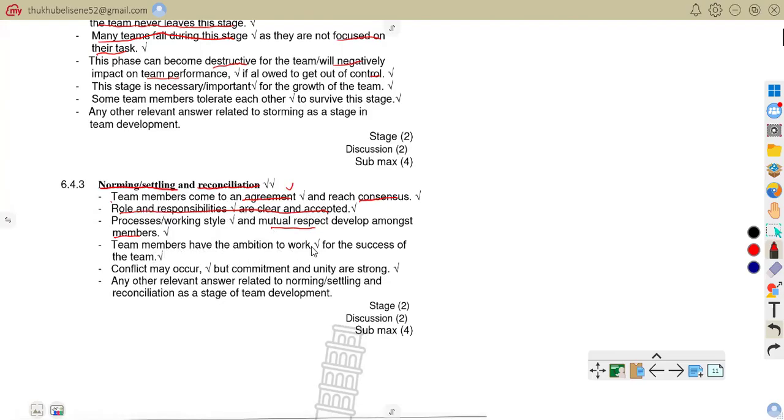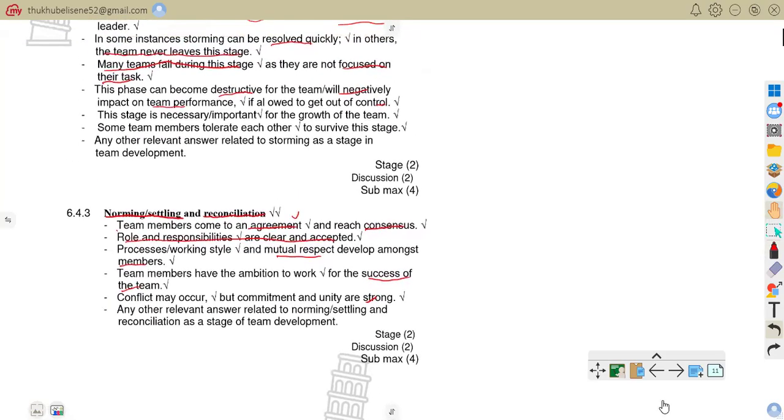Team members have the ambition to work for the success of the team because now we are agreeing. Now we see the direction. With this stage, there is a direction because we tend to have one agreement. Conflict may occur, but commitment and unity are strong. Yes, we may have conflicts even at this stage, but they are not as strong. What is strong is commitment and unity. Hope we are still together.